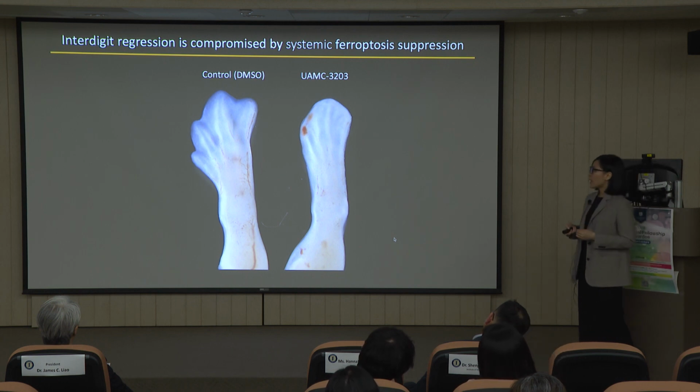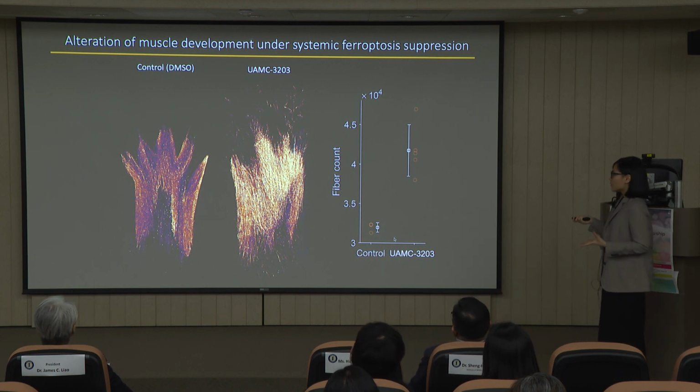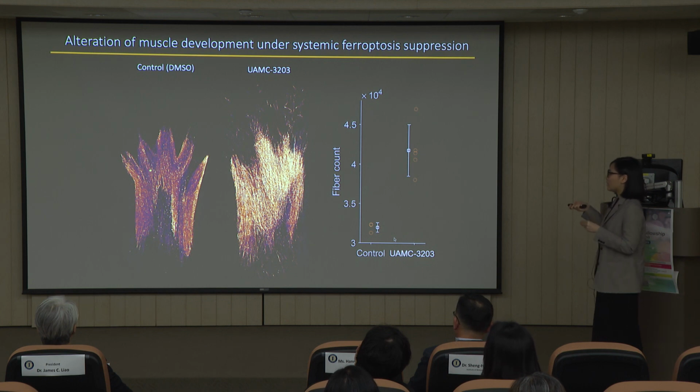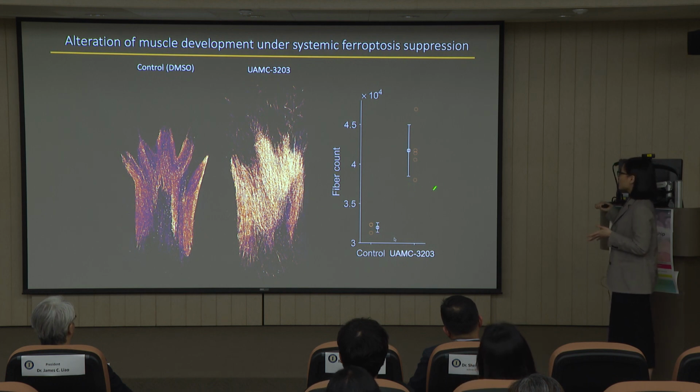Another phenotype I observed is an alteration of the muscle remodeling process. Whereas in control, the muscle bellies are well aligned and well segregated from each other and extending to each digit, when ferroptosis is inhibited, this segregation is compromised, and you can see much higher numbers of muscle fibers. To the right is a quantification of the muscle fiber counts from different embryos, where you can indeed see much higher muscle fiber counts when ferroptosis is inhibited.